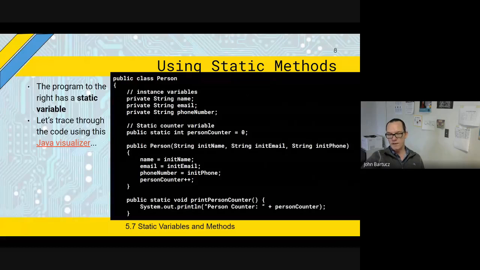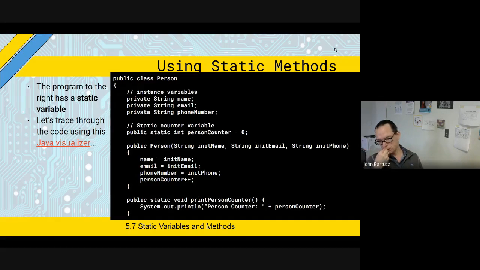If we want to print out the value of how many people there are in the world, we have to use a static method to print out how many persons there are. You cannot use a regular method to print it out because regular methods cannot access that static variable. You just have to be consistent. That's the bottom line. Static methods and static variables go together with each other.